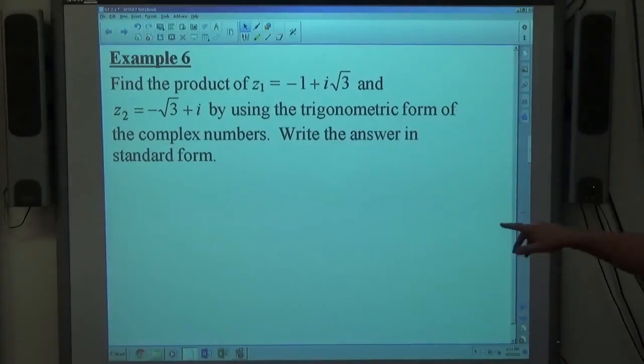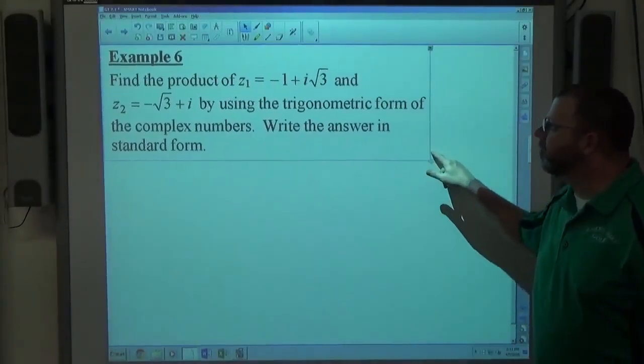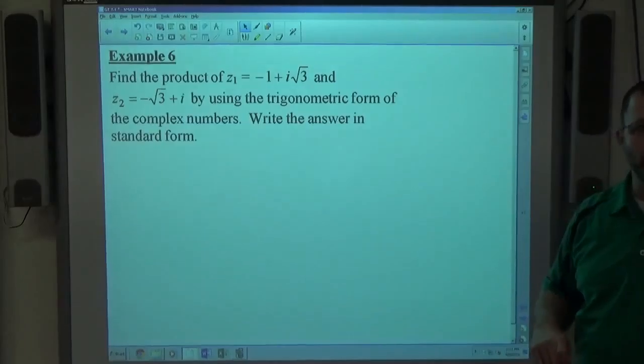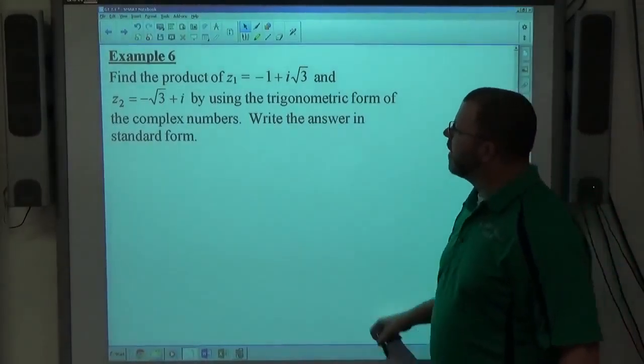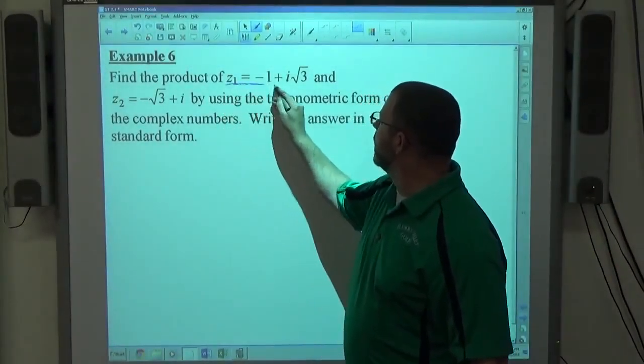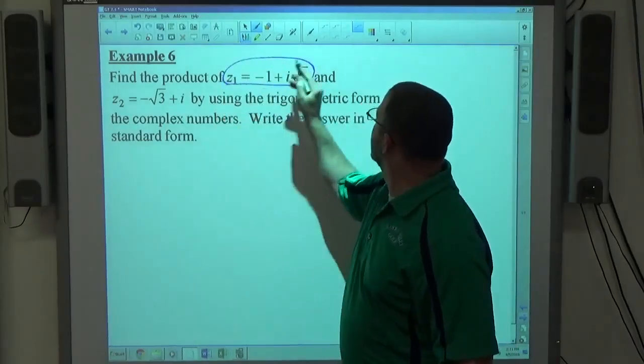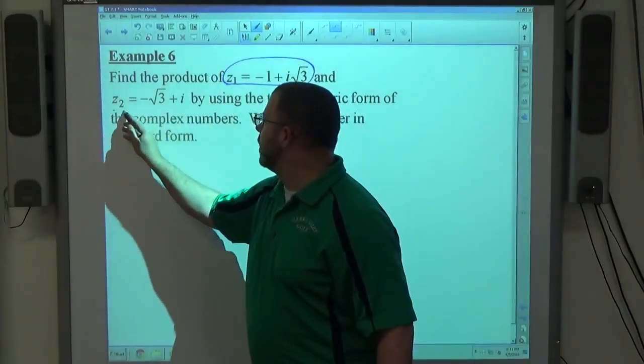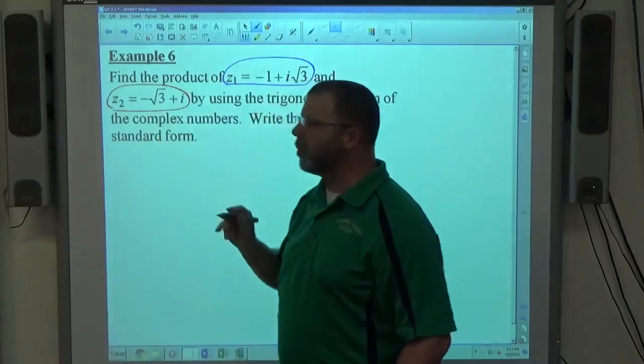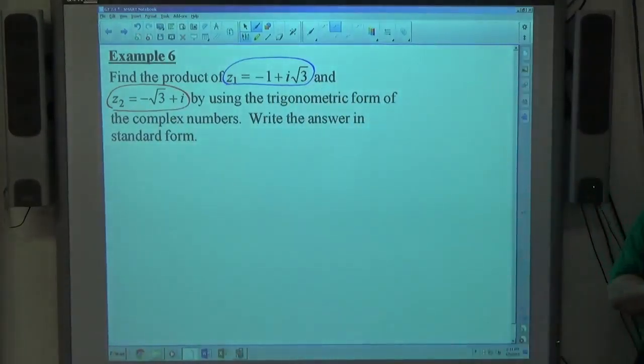Okay, example 6 is a little bit more difficult because they're not in trigonometric form to start off with. So we have vector 1, or imaginary number 1, is negative 1 plus I times the square root of 3. Imaginary number 2 is the negative square root of 3 plus I. Both of those are standard form.